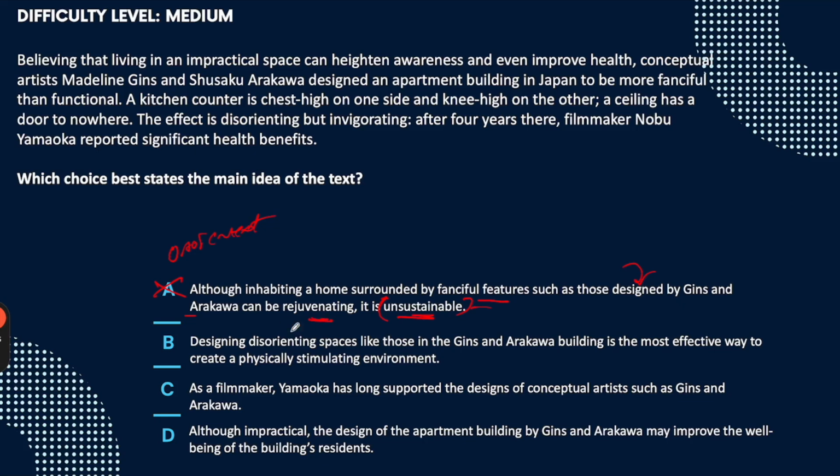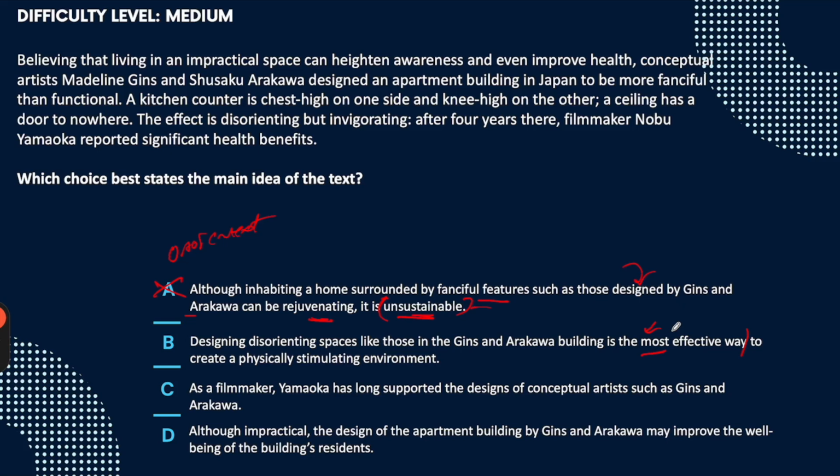Let's look at B. Designing disorienting spaces like those in the Jins and A building is the most effective way. Now stop here. It uses a very extreme word, that is most. Always be very careful with these extreme words that you come across in the options. Most, never, any, all. These are very extreme words.